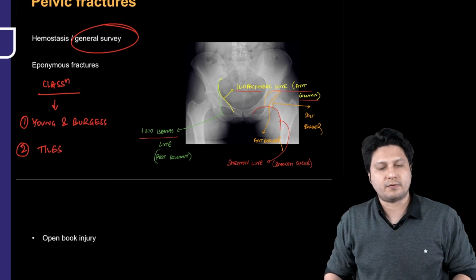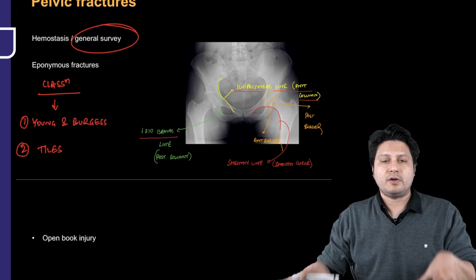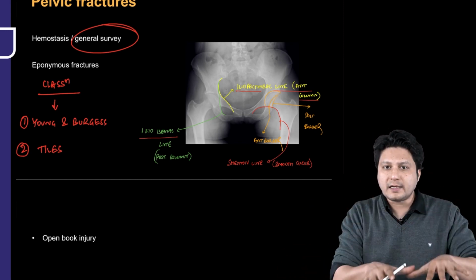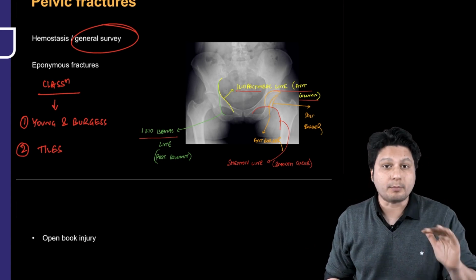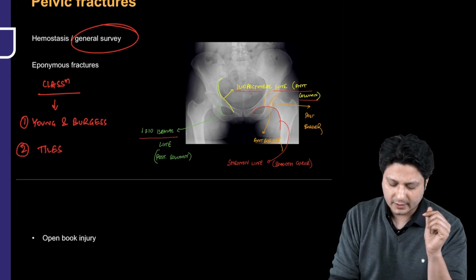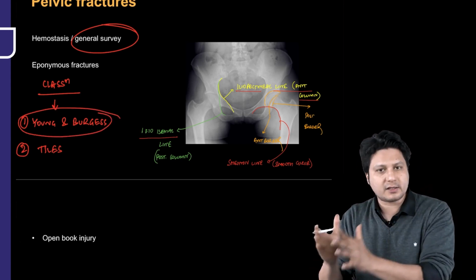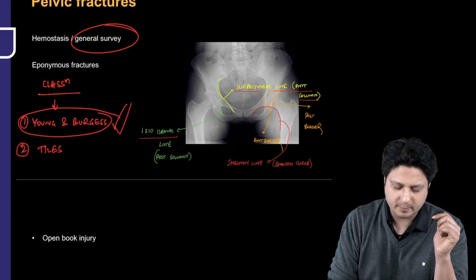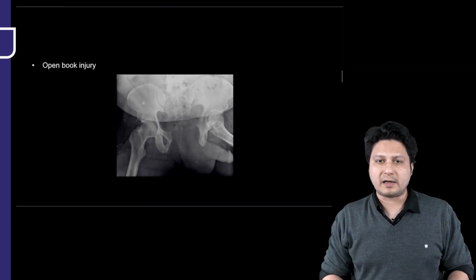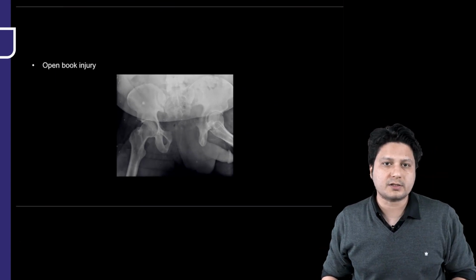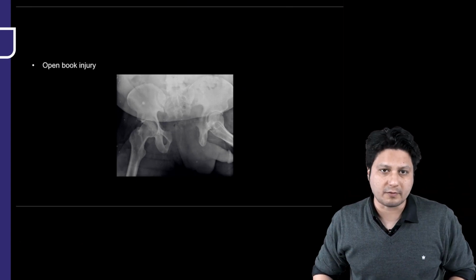Out of these two classification systems, it is the Young and Burgess system which also defines the mechanism of injury, and dictates the management and the prognostic outcome related to the fracture. That is why the classification system used to classify pelvic fractures today is Young and Burgess. So we are going to have a brief discussion of all these pelvic fractures under the section of eponymous fractures, and categorize them according to the Young and Burgess system.